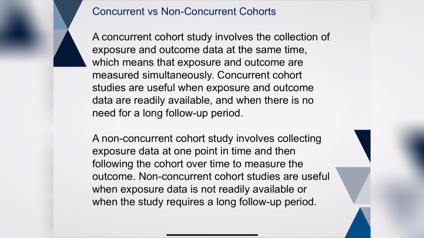Concurrent cohort studies are useful when exposure and outcome data are readily available and when there is no need for a long follow-up period. A non-concurrent cohort study involves collecting the exposure data at one point in time and then following the cohort over time to measure the outcome. Non-concurrent cohort studies are useful when exposure data is not readily available or when the study requires a long follow-up period.